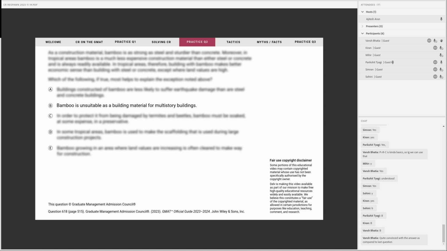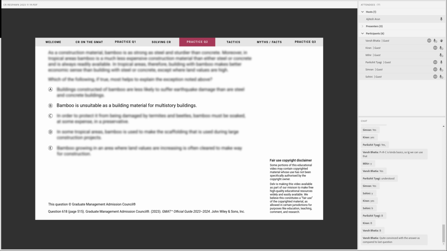I think I followed Vansh's approach only. While eliminating, I kept B as a possible answer, then moved on to eliminating C, D, and E, and B was what I was able to zero down on. The stem says except where the land values are high. So as you said, some general information that you can use: if the land values are high and you have to make it more affordable, then you need to build multi-story buildings, which is not possible with bamboo. That was the thought process behind choosing the option.